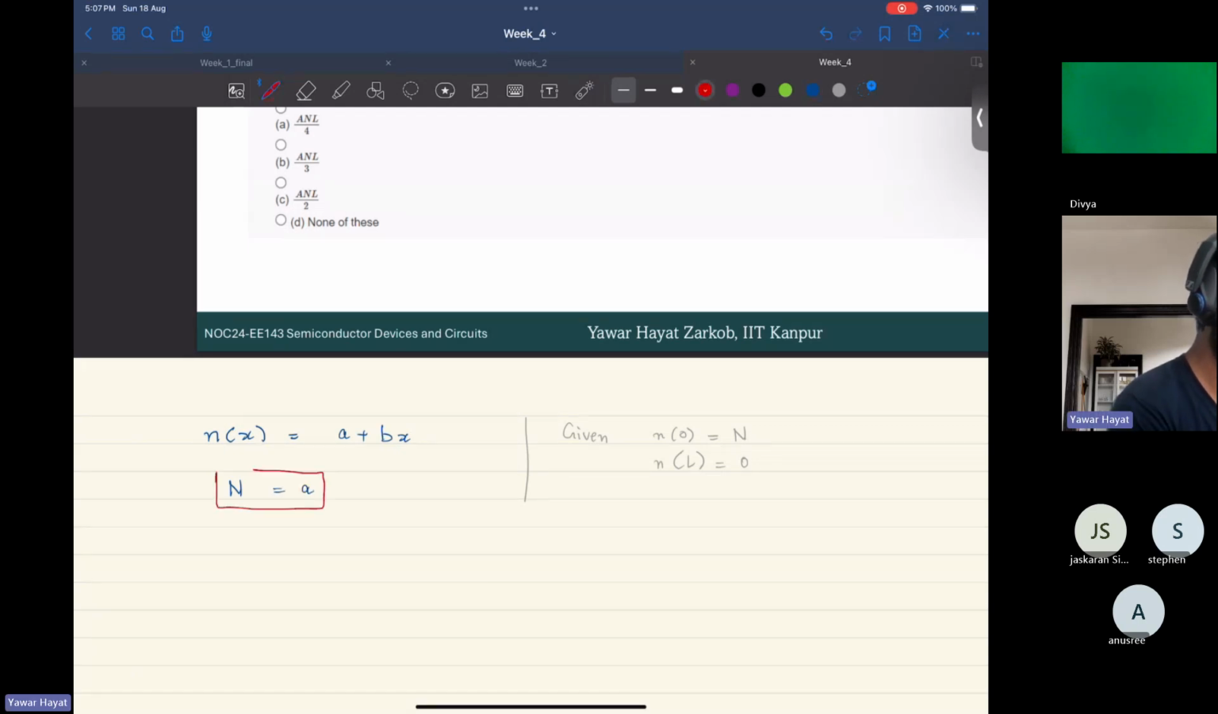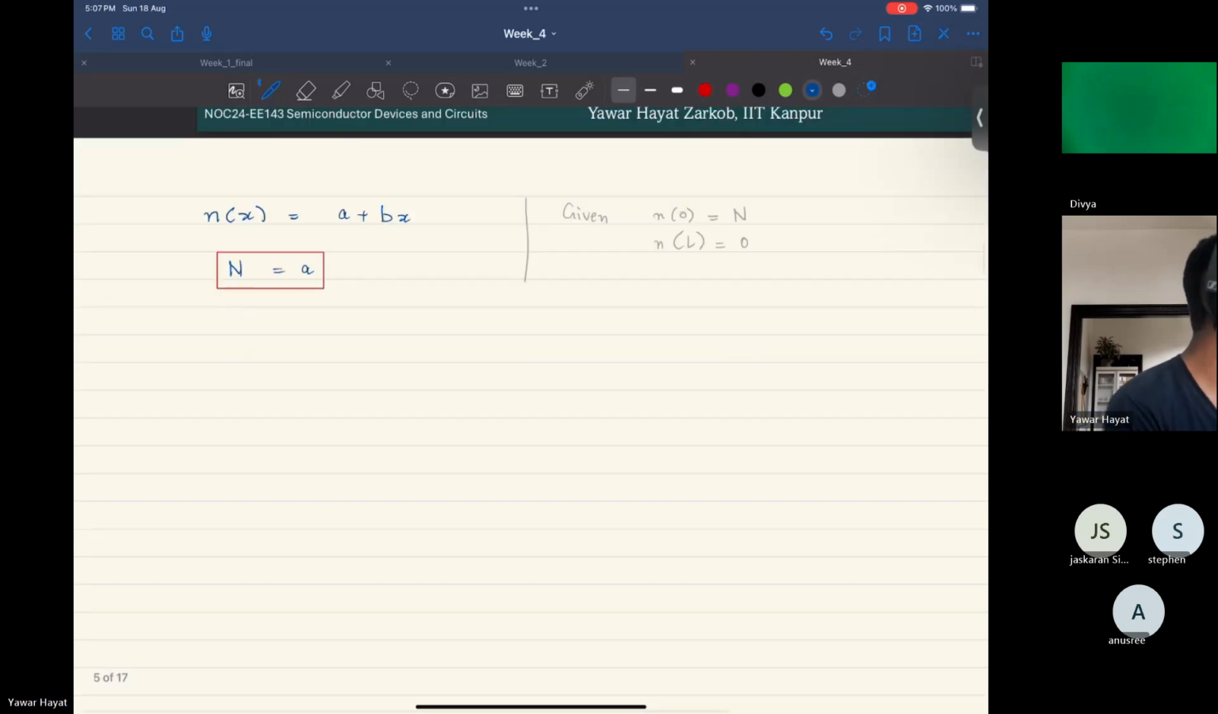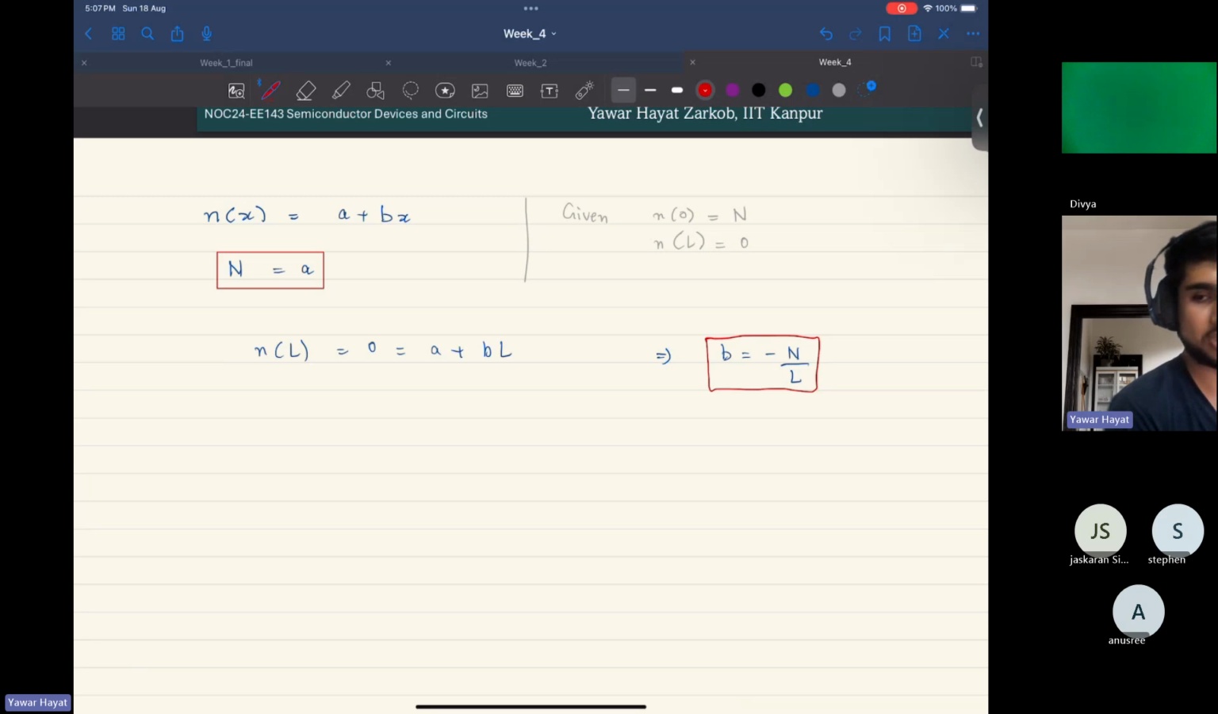If anyone disagrees, they can raise a query. Otherwise, I'll continue. Similarly, n of L, which is equal to 0, is equal to A plus BL, right? So what does this imply? This implies that B is equal to minus n over L, right? So we determined these two constants.